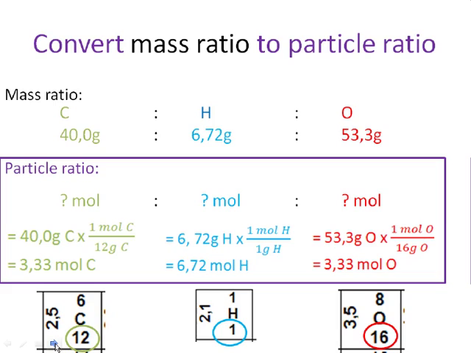These are the answers you should have found. 40 grams of carbon is 3,33 moles of carbon. 6,72 moles of hydrogen has a mass of 6,72 grams, and 3,33 moles of oxygen has a mass of 53,3 grams.